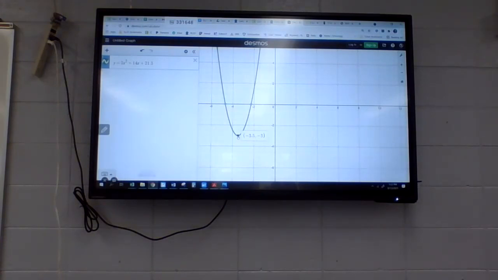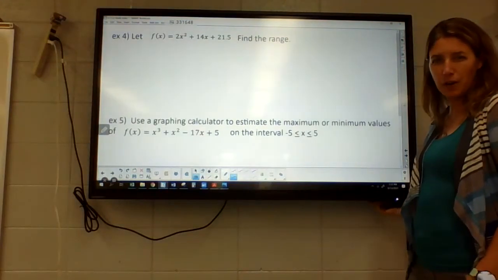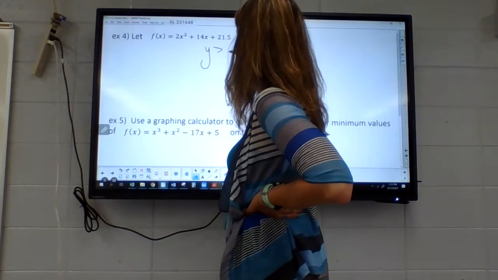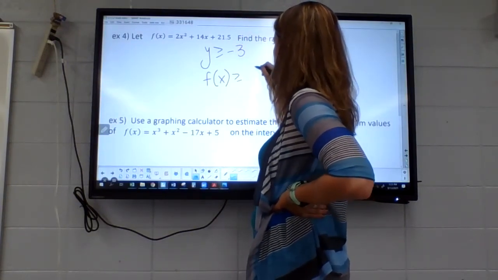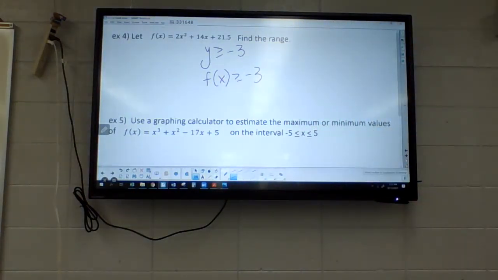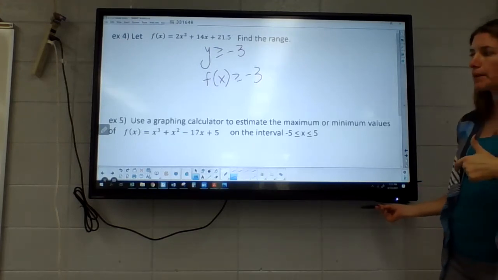And then the y values, will it ever stop? No, y could be 500. So our range in this case would be basically everything greater than or equal to -3. You could write it this way, or you could write f of x. That would be our range. So it's from -3 on to infinity, and that's because that one has a minimum point.